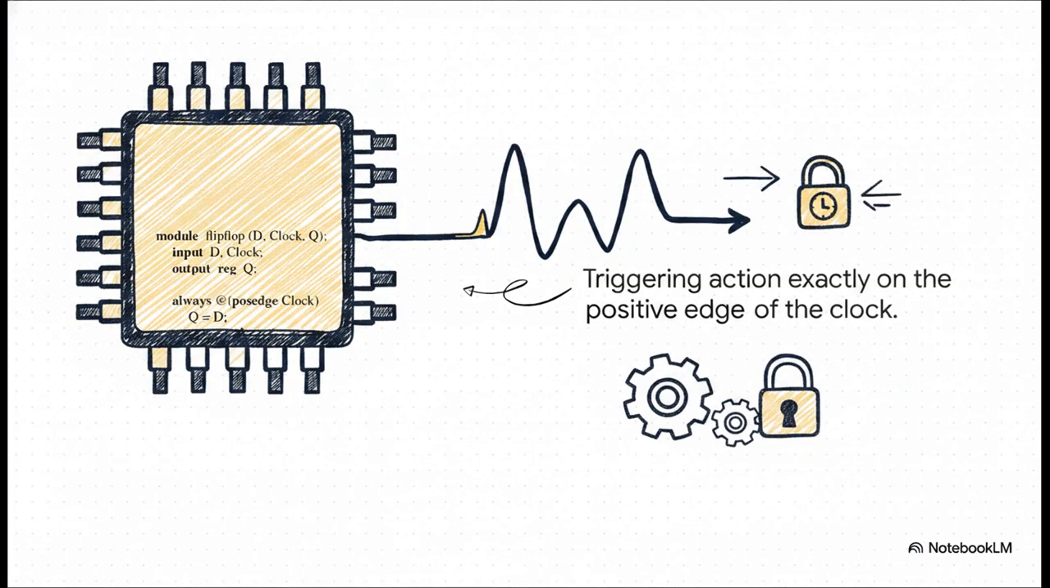Now, let's look at the edge-triggered D flip-flop. Notice the specific keyword sitting right there in the parentheses, posedge. This isn't just some logical if statement. This is how we command the hardware to trigger its action exactly and only on the positive edge of the clock signal. It's a strict physical constraint, but it's written simply as a software word.